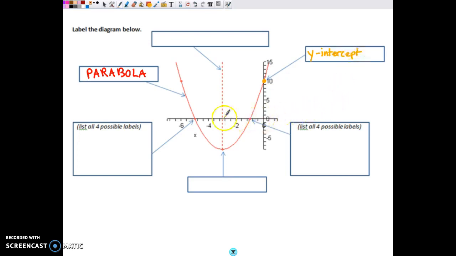Okay. Looks like we have an imaginary vertical line that passes through the vertex. What's the vertex? Oh, looks like it's right there. Vertex is that lowest or highest point on the graph. It's the minimum or maximum value. That would mean that this imaginary line passing through the vertex is called the axis of symmetry. And now I hope that you realize why it's called the axis of symmetry.